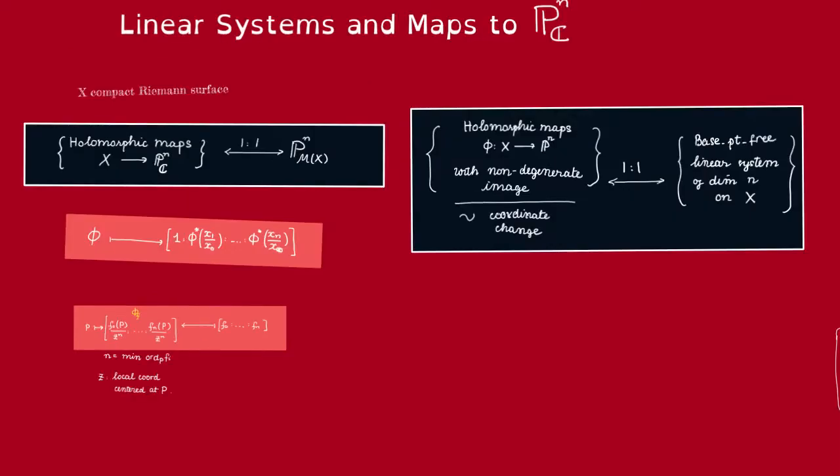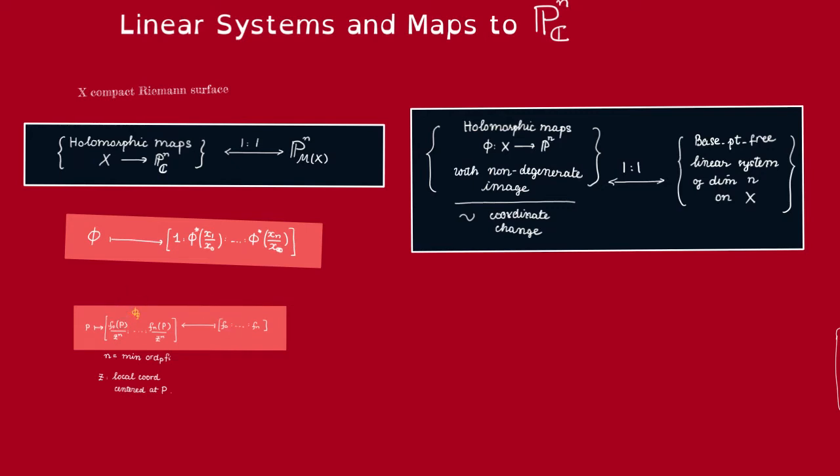So previously, given a compact Riemann surface X, we have given one way to view the holomorphic maps from X to the projective space. Namely, we could identify them with tuples of meromorphic functions on X. In this video, we're gonna give an alternative, more geometric way to think about this. Namely, in terms of linear systems.